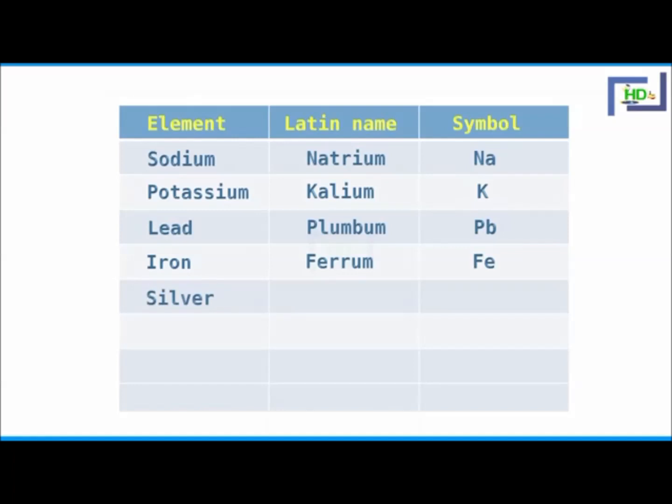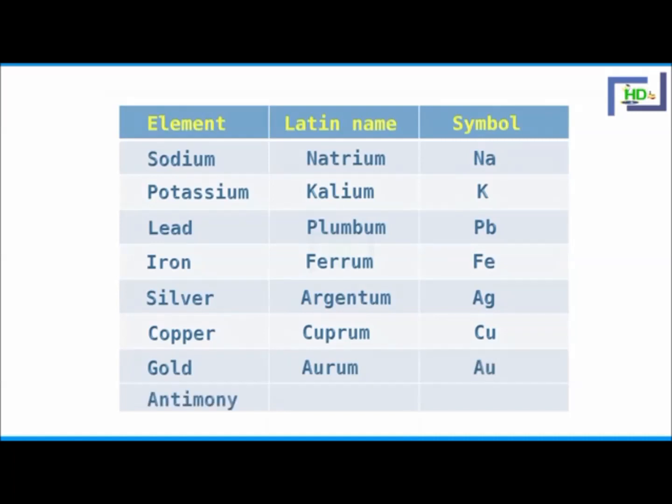Silver, the Latin name is argentum and the symbol is Ag. Copper, the Latin name is cuprum. The symbol is Cu. Gold. The Latin name is Aurum and the symbol is Au. Antimony. The Latin name is Stibium and the symbol is Sb. And this table gives some elements and their symbols.